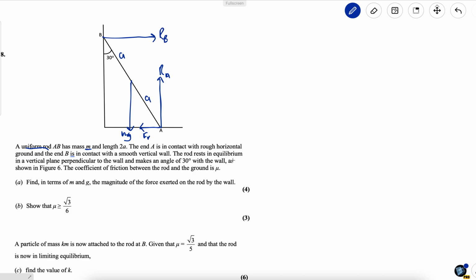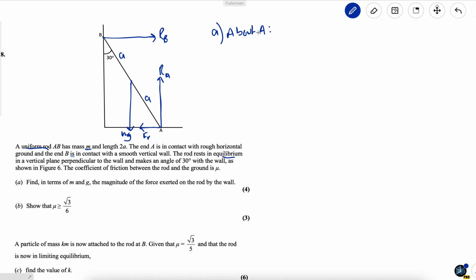The rod rests in equilibrium in a vertical plane perpendicular to the wall and makes an angle of 30 with the wall, as shown in figure 6. The coefficient of friction between the rod and the ground is mu. Find in terms of M and G the magnitude of the force exerted on the rod by the wall, so that's RB. So in order to do that, I have at the moment 4 unknowns, and so if I take moments about here, these two will magically disappear because their distances will be 0. So that sounds like a really good plan to me.